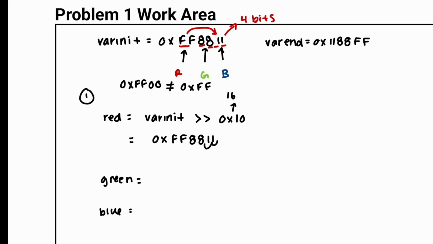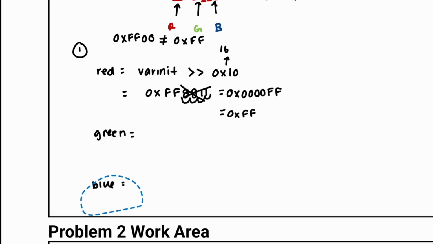Then we're going to shift right. So that means 1, 2, 3, 4. We lose these 4 values, and then we'll pad with 4 zeros in the front, which is the same as 0xFF. Let's do the same for our green bits.